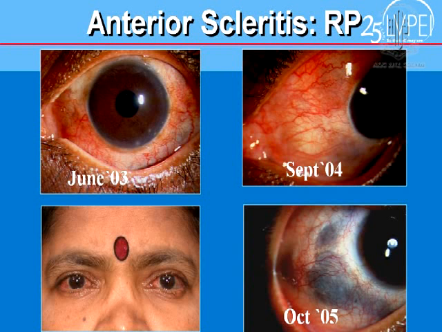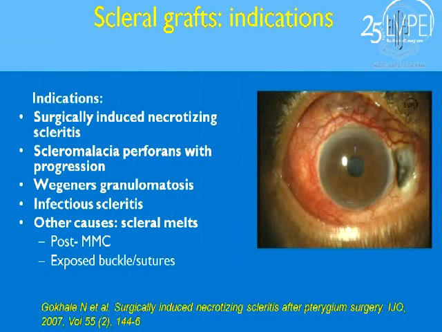Another patient who has relapsing polychondritis, followed up over time. This is an area of scleral thinning. Again, you don't need to put a patch graft. So I thought I'd talk to you about scleral patch grafts. What are the indications for those?